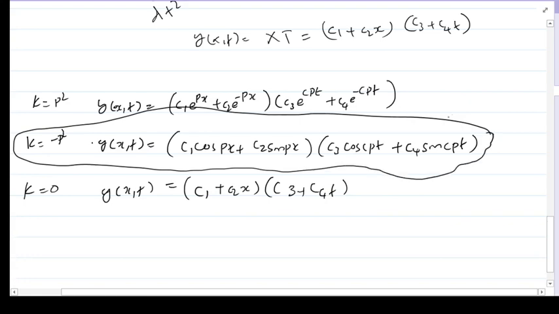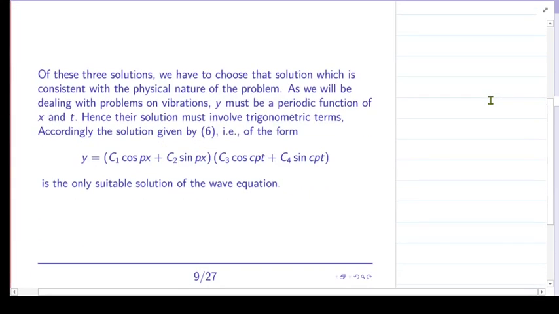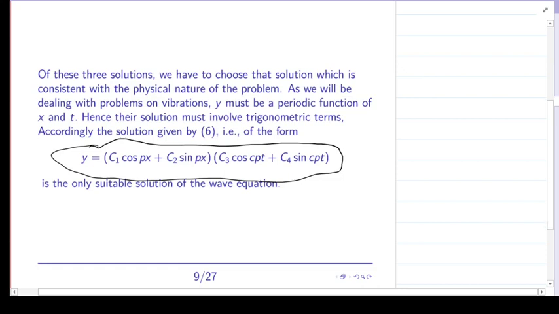Of these solutions, only one is of physical nature. When we try to do this problem in a real situation, an experimental setup, only this solution, the case k = -p², is applicable. So we take this as the general solution for the one dimensional wave equation.